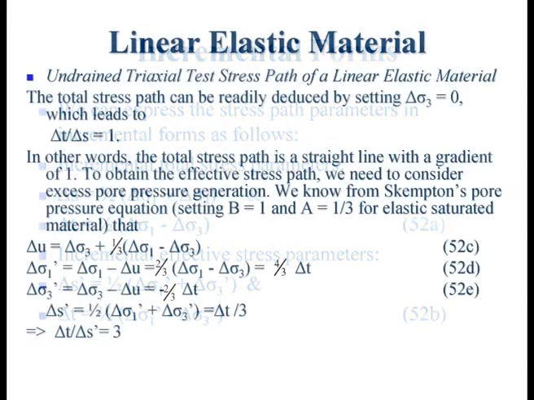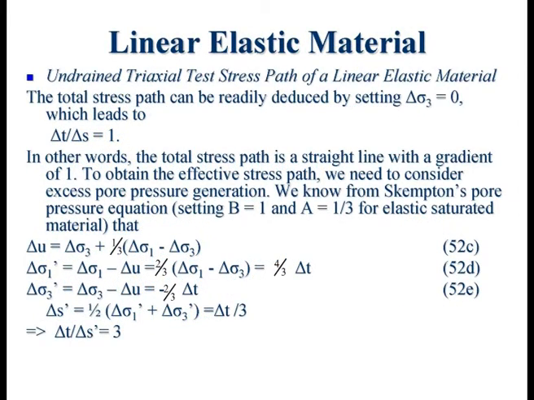Which means that the total stress path can be deduced by setting delta sigma 3 equal to 0, which leads you to delta T over delta S equals 1. Now, just imagine a plot of T versus S. And now I tell you that the change in T is the same as the change in S. That is, the gradient of the plot is always 1. It's obviously a straight line with a gradient of 1. So essentially, the total stress path is a stress path with a gradient of 1.